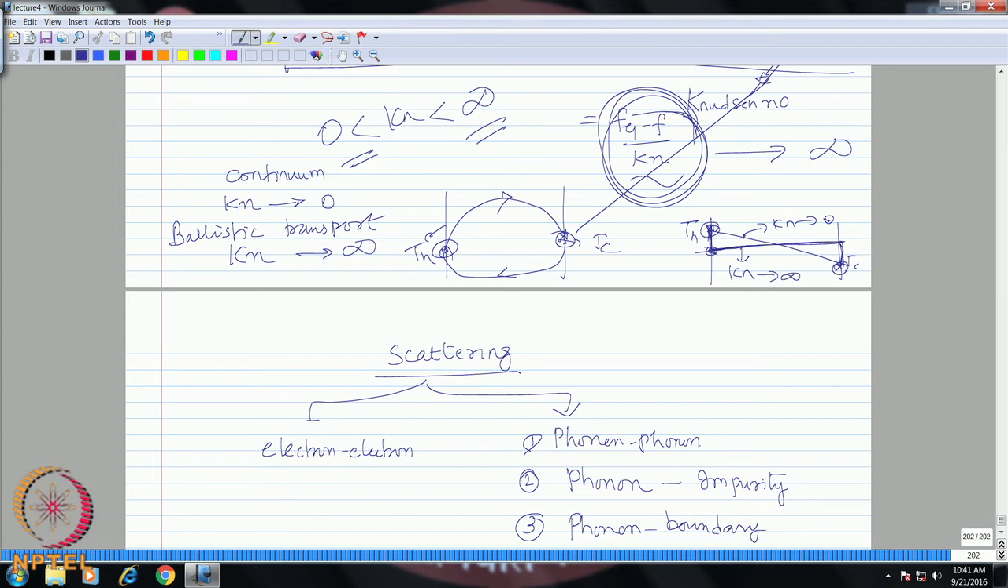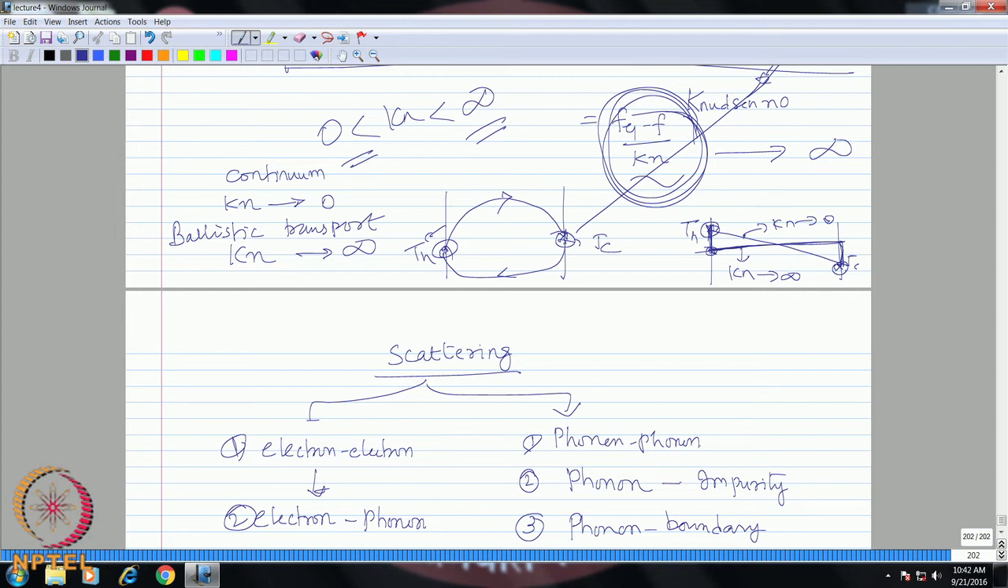Similarly, for the electrons, you also have, in most metals and semiconductors, electron-phonon scattering, which is very important, because the electrons are basically free electrons which can move about in the crystal, and already you have these phonons. So, there are many instances where the electrons have to collide with the phonons.